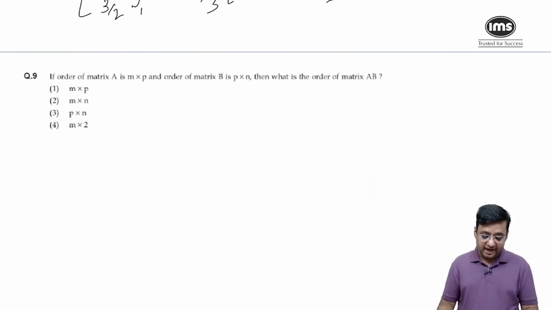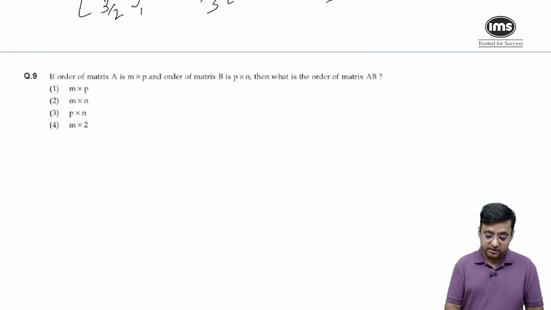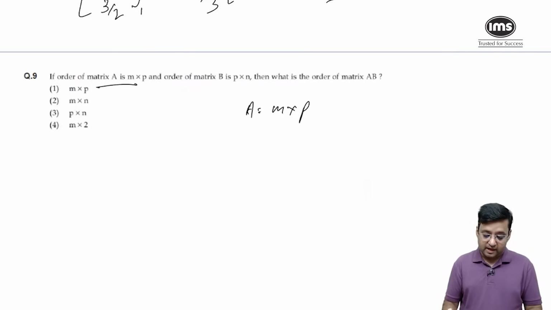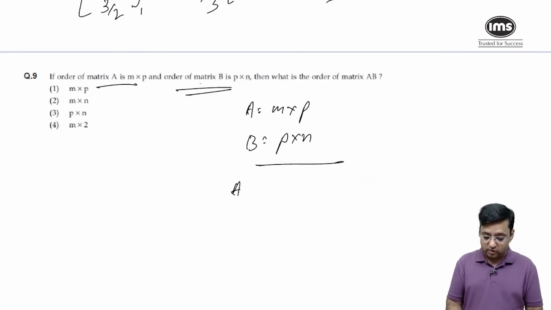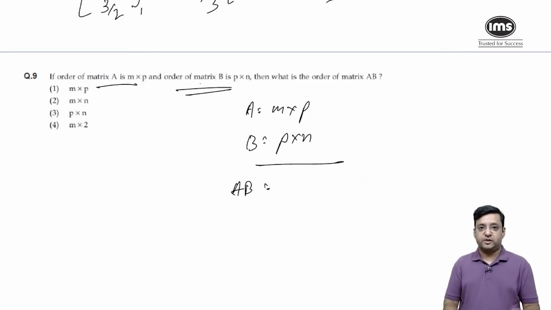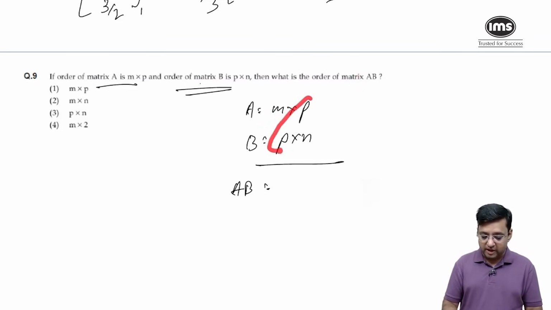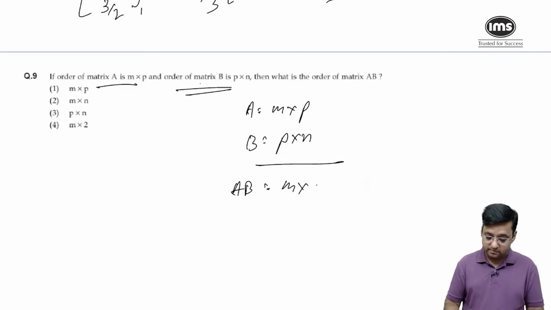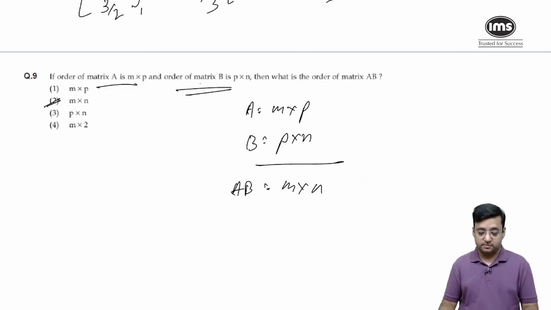Now coming to the 9th question. Now the 9th question again is a matrix. We have two matrices. First, A equals M into P and B equals P into N. We need to find the order of AB. Very easy question, because when we read matrix, the first thing which we come across for multiplication is that these two have to be equal. Correct? That means the column of this and the row of this have to be equal. So the answer will be M into N. Directly, the answer will be M into N. It's a very easy question, which is the second option.